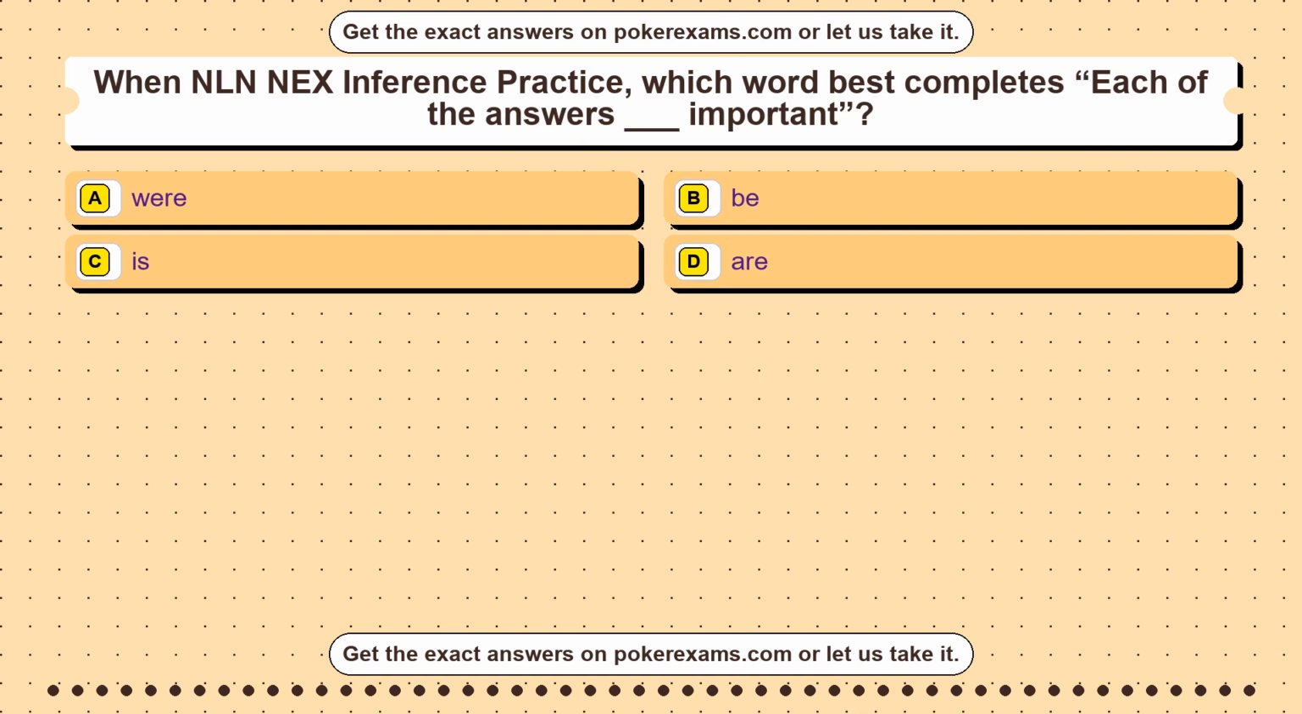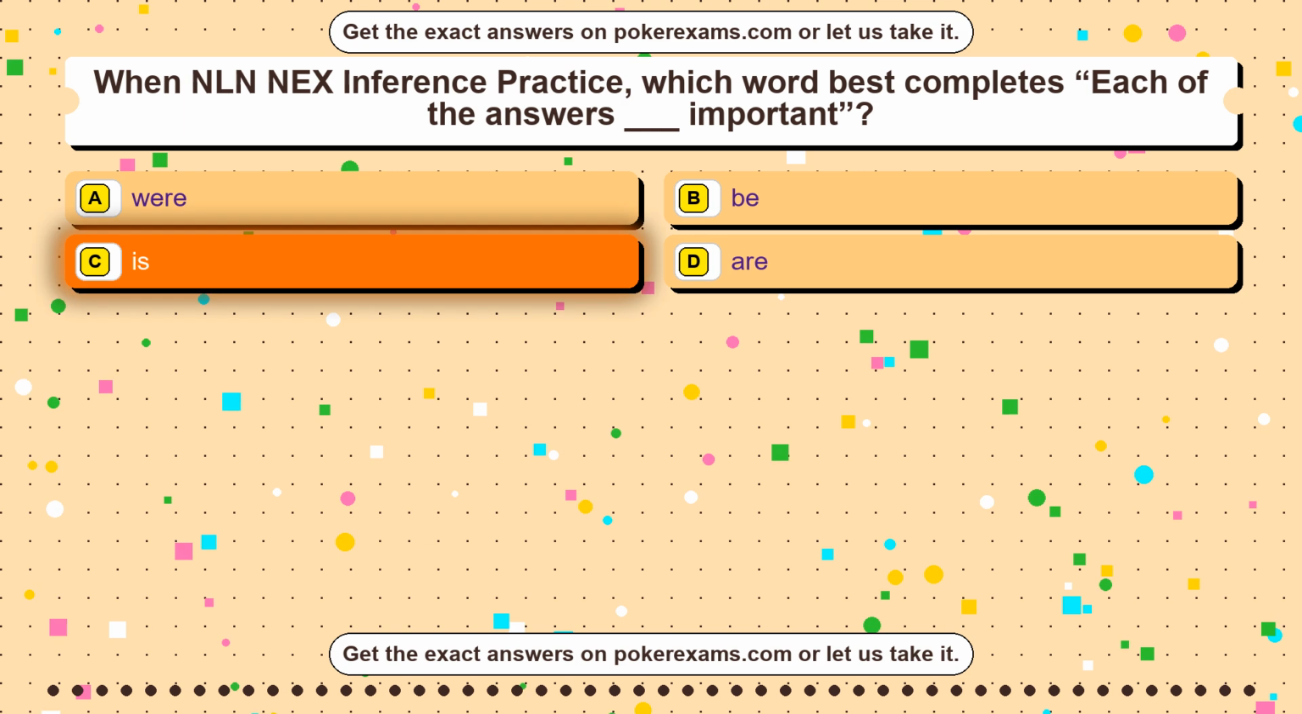Question 39. When get graphs and data practice, which paragraph part usually introduces the main point? Option A footnote. Option B page number. Option C topic sentence. Option D citation page. The correct answer is option C.